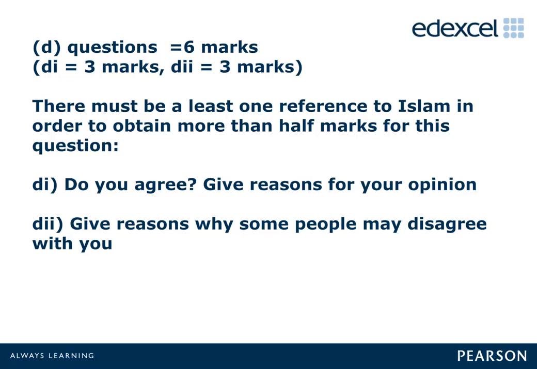D items expect a candidate to evaluate a statement and then give reasons for opinions on both sides of an argument. In answering D Part 1, candidates must state whether they agree with the statement or disagree with the statement, and then give the reasons for their opinion. Candidates who write, for example, "Muslims agree with this statement because," but do not indicate that this is also their view, will not be credited, as D Part 1 is about their opinion. It is D Part 2 that gives them the opportunity to give an opposite viewpoint.